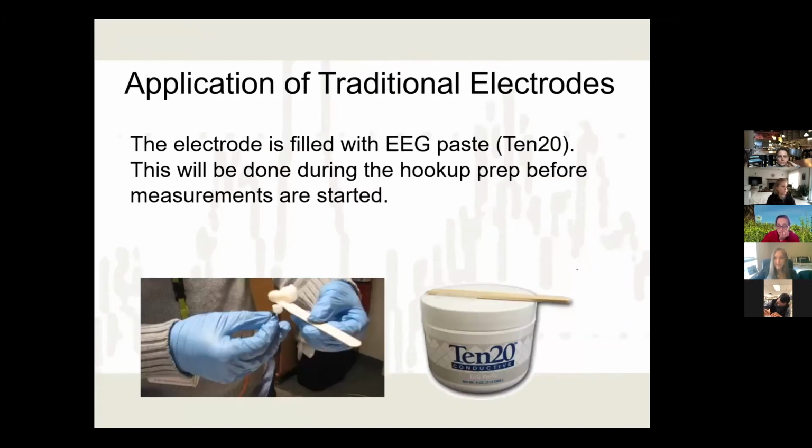So now you're ready to actually attach the electrode. So remember, this would be done during your prep. So you would already have all of the electrodes filled with this 1020 paste. Again, the 1020 paste is just a conductive paste that will help lower those impedances.